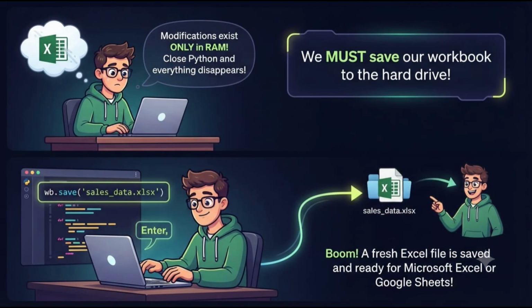All the modifications we've made so far exist only in your computer's RAM. If you close Python now, everything disappears. We need to save our workbook to the hard drive. Saving is done with a single method call, wb.save("sales_data.xlsx"). Let's run this code block, check our project folder, and boom! A fresh Excel file named sales_data.xlsx is right there, ready to be opened in Microsoft Excel or Google Sheets.